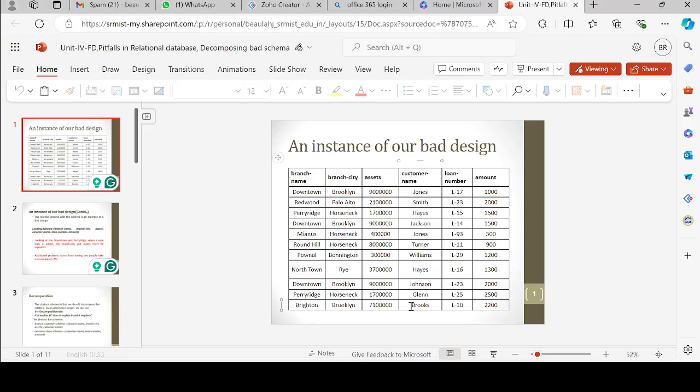Hi, in this video we are going to see an instance of a bad design. This is a table with branch name, branch city, assets, customer name, loan number and amount. For this relation we have different attributes like branch name, branch city, assets and so on. So why are we saying that this is an instance of a bad design?